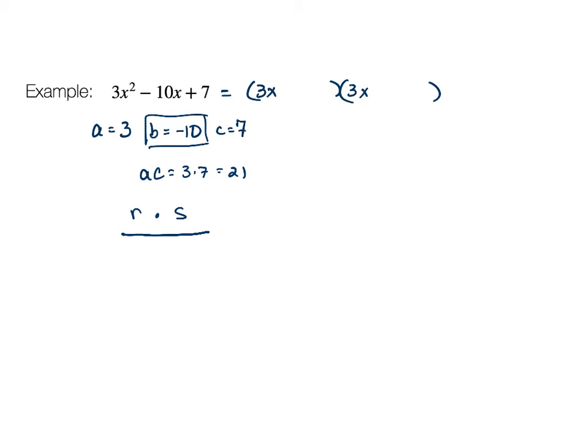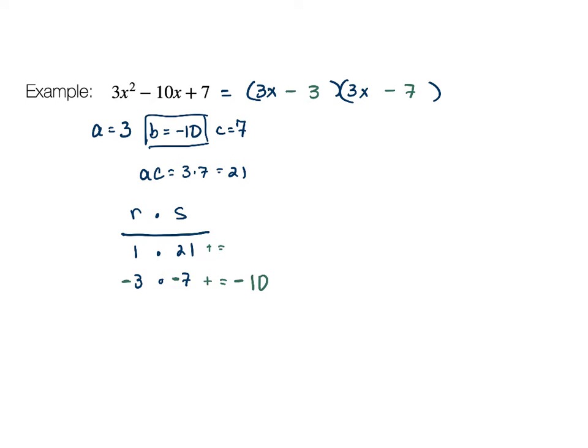So R times S has to be 21. So 1 times 21, or 3 times 7. Those will give you 21. Let's see here. They have to add up to negative 10 in the middle. If I add these up, these add up to 22. If I add these up, they add up to 10. Now I want a negative 10. Well, if I made them both negatives, they would give me negative 10 when I add them. And do they still multiply to give me the positive 21? Yes, they do. So I know it's negative 3 and negative 7. So I go negative 3 and negative 7.